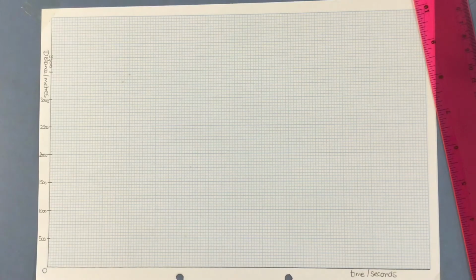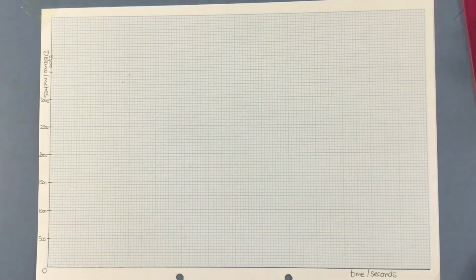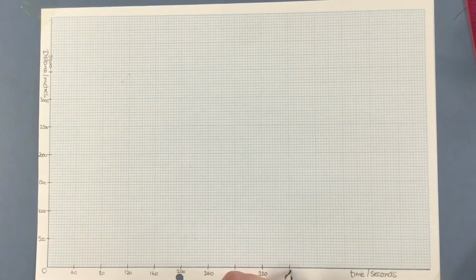Car C took the longest and eventually came past camera 8 at 360 seconds later. 14 squares, we need 360, possibly every 40 seconds. 40, 360, and 400. Okay, that fits.